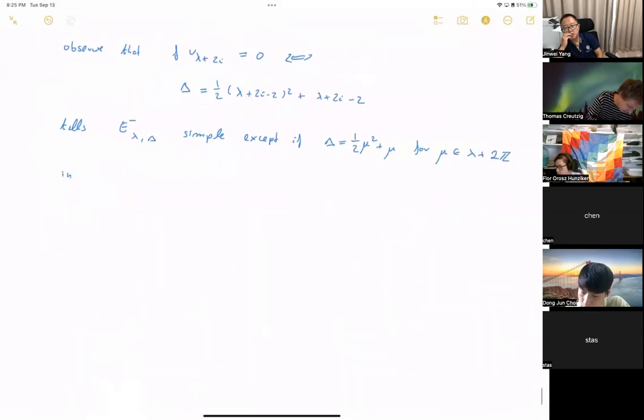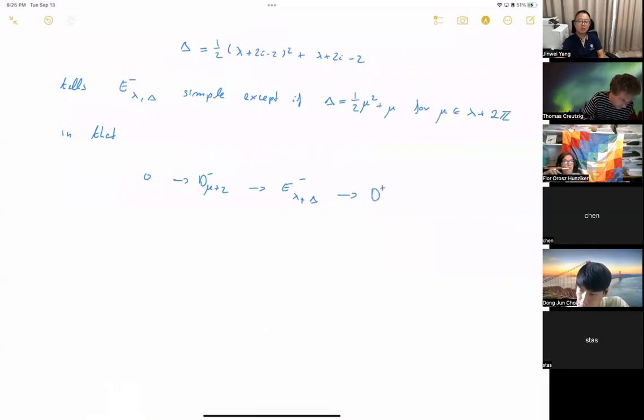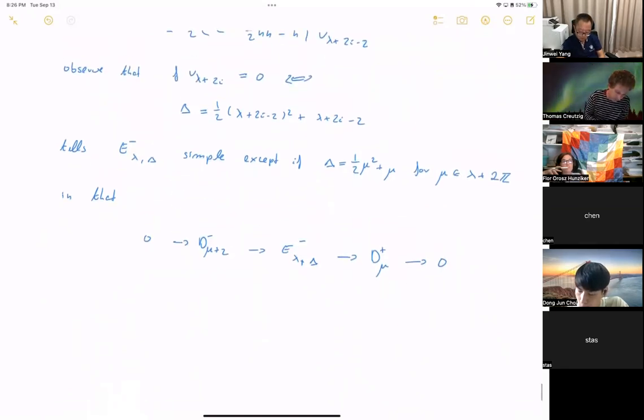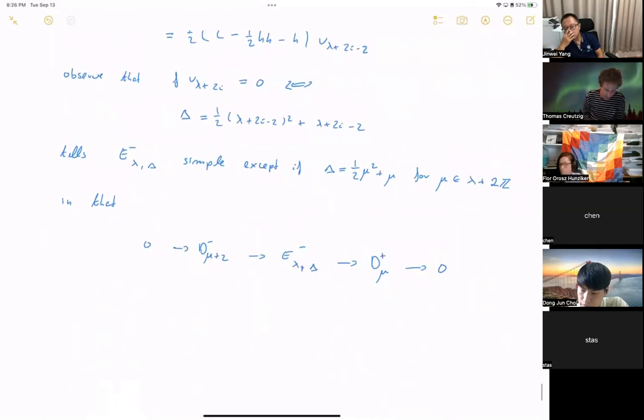And in the case that it's not simple, what happens? In that case, we have a lowest weight vector. So we have a lowest weight submodule, and if you look at it, its weight is mu plus 2. And what is the quotient? The quotient then, of course, must be a highest weight module, and its highest weight label is mu, of course. So these are the relaxed highest weight modules.